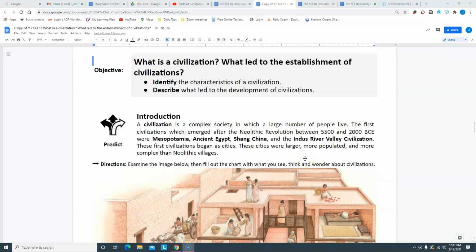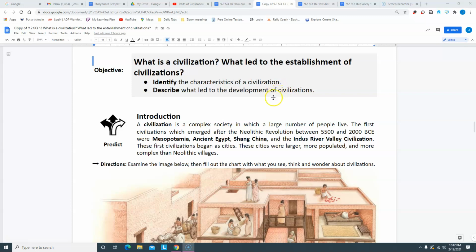Hello, everyone. For this lesson, we are going to be talking about what is a civilization, and what led to the establishment of civilizations. So our goal for this lesson is to identify the characteristics of a civilization, and I'm going to be asking you to identify those in an Edpuzzle and describe what led to the development of civilizations.